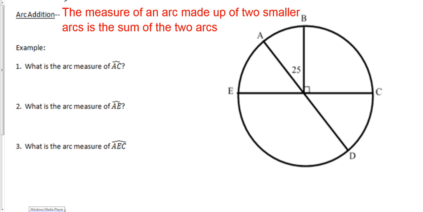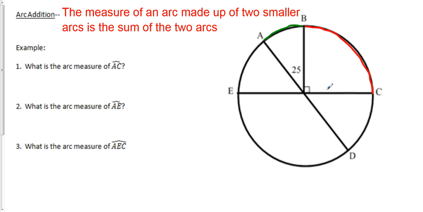Arc addition. The measure of an arc made up of two smaller arcs is the sum of the two arcs. We kind of already did this a little bit. We basically just said we can add up A to B and B to C, like that, and that would make our new arc ABC, one whole big arc. So before we go ahead and start finding all these arcs, let's finish out the rest of these. Let's find what the rest of these would be.